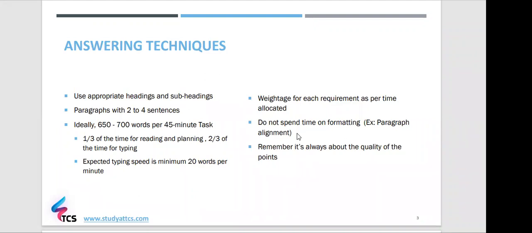And you are not supposed to spend time on formatting, because paragraph alignment and whatnot, you can't do it on the exam platform. And on top of that, you won't get any marks for that.